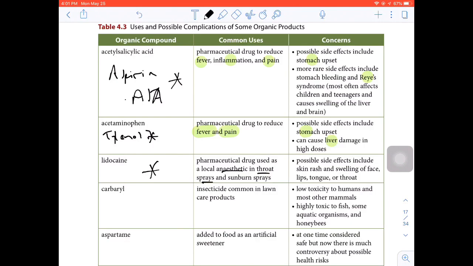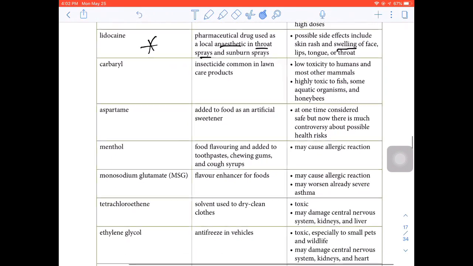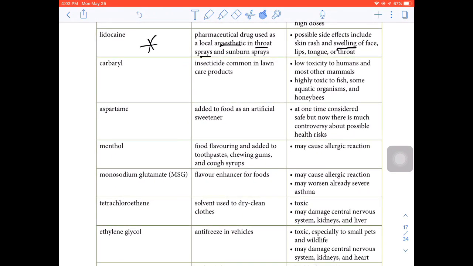And again, there are people who can have swelling in response to this particular medication. So there's always a risk, right? There's a benefit and a risk, and we're going to talk about risk-benefit analysis a little bit later in this chapter. There's an insecticide here called carbaryl.